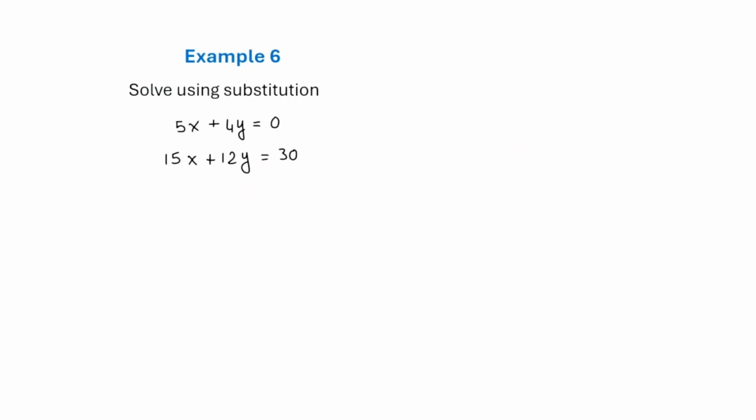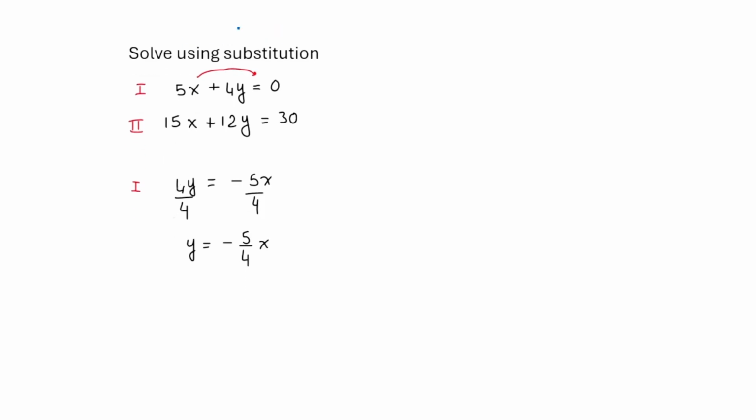Example 6 is another special case. Equation 1 is 5x plus 4y is equal to 0. Equation 2 is 15x plus 12y is equal to 30. We use equation 1 and isolate y. Move 5x to the right-hand side. 4y is equal to negative 5x. Divide by 4, y is equal to negative 5 over 4 x.